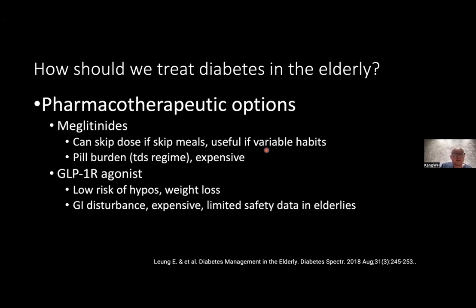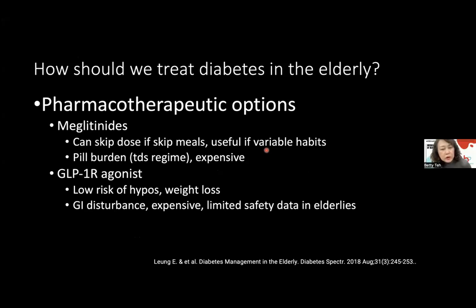Yep. And meglitinides, some practitioners do use, but it's something new. And it is good that it is very short acting, but it is usually given 3 times a day. So it can be like a mini insulin where you tell the patient you take it before you eat, but when you skip a meal, you can skip the meglitinides. However, it is a bit expensive lah.